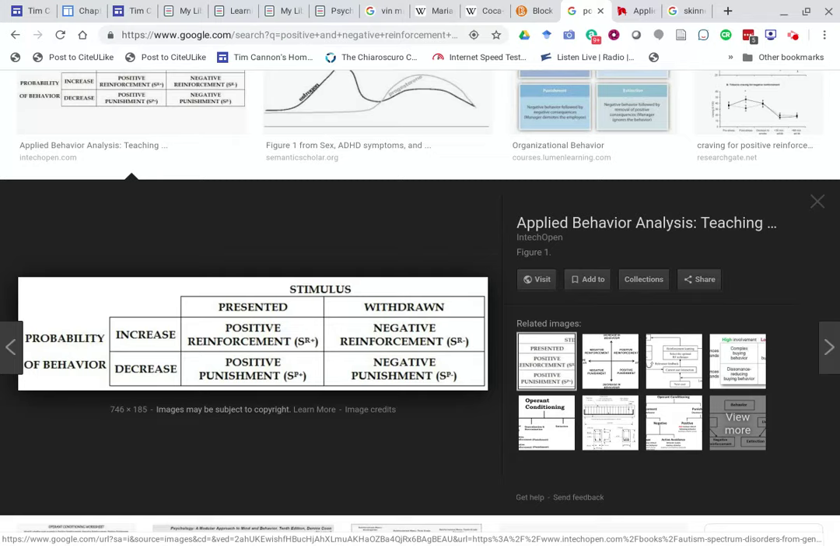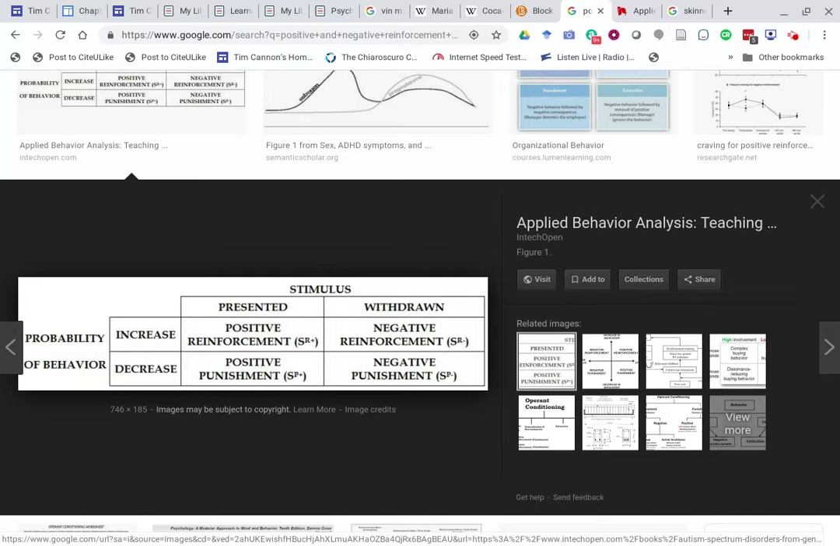Now, in America, we almost can't help but associate the term positive with good. Don't. Positive means something was added. That's it. This is like a circuit diagram. Or no, it's like mathematics. You add something or you remove something. If you add something, it's positive. It's not good. It's positive. Contingent upon behavior, a stimulus was added to the environment. That means you're in the positive column. And then if the animal increases its behavior because of that contingency, contingent upon behavior, stimulus is added, then you have positive reinforcement.